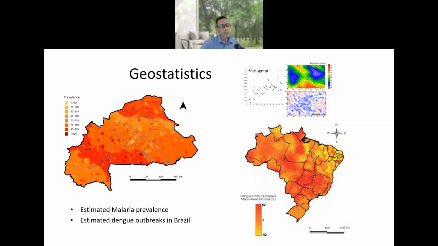But because they can make prediction, then they can create the estimated malaria prevalence for all over the country using 100 points of data. Okay. So ni dekat mana ni? This is not sure which country this one. In Brazil, Brazil. This one Brazil. This is dengue outbreak in Brazil. This one don't know which country, okay.